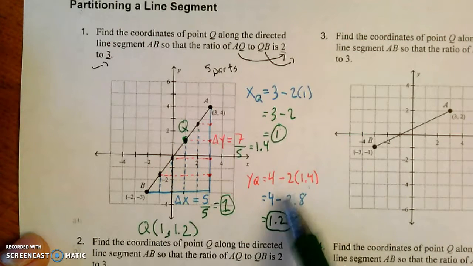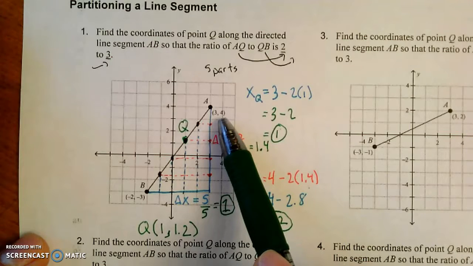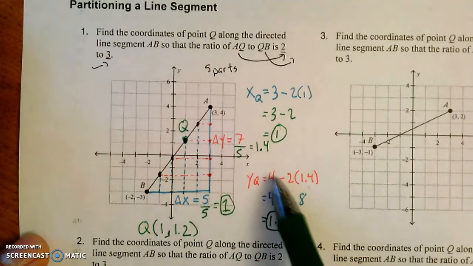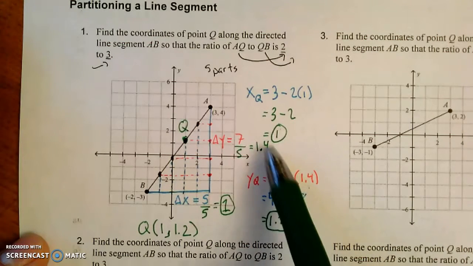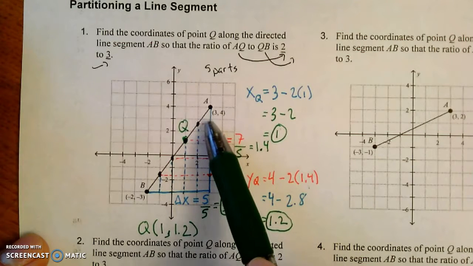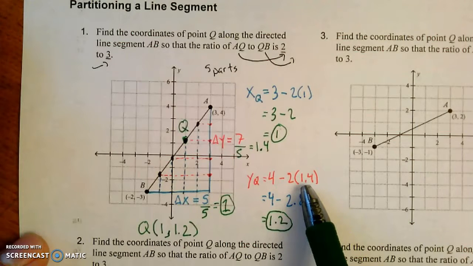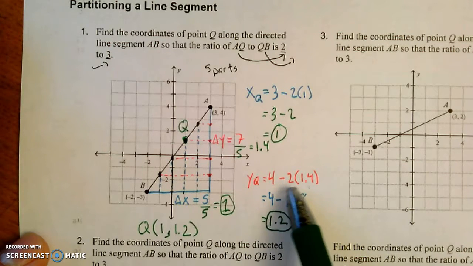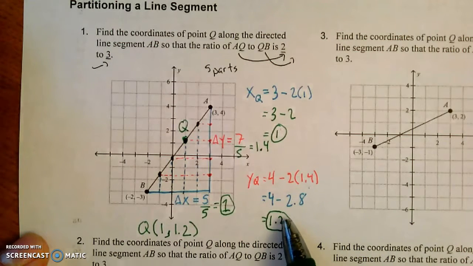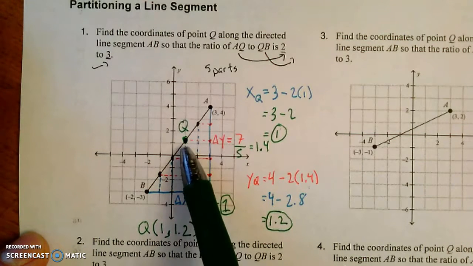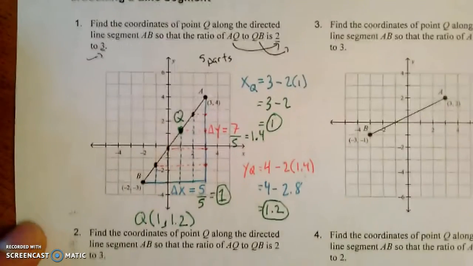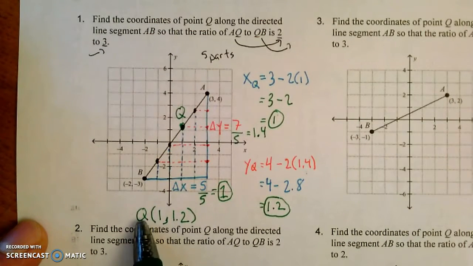And then to find the y-coordinate for Q, we started with the y-coordinate for A, and we took away 2 steps, because we went down, down, and each step was 1.4 units in size. So 4 minus 2 times 1.4, we got a y-coordinate of 1.2. And we double-checked to make sure that made sense on our graph, and it did. And then, so the coordinates for Q were 1, 1.2.